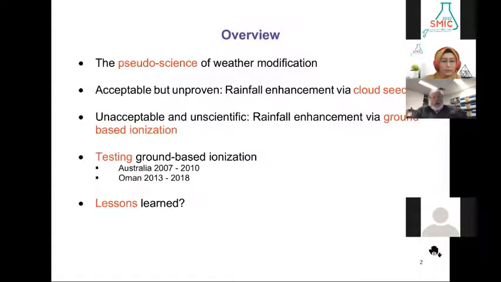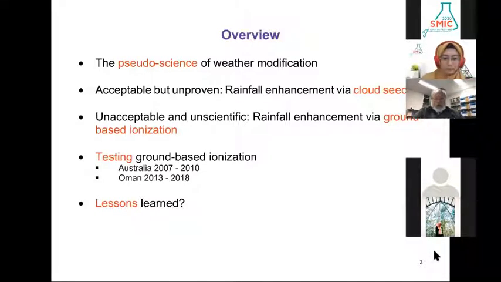So here's the overview of my presentation. I'll talk about weather modification, why it's often called a pseudoscience. Cloud seeding is probably the best known type of rainfall enhancement mechanism used in weather modification. But there are also other types of rainfall enhancement techniques. The one I want to focus on is ground-based ionization, which is not always accepted as being a scientific method. I'll talk about testing ground-based ionization both in Australia and Oman, and then go on to some lessons we may have learned from that.